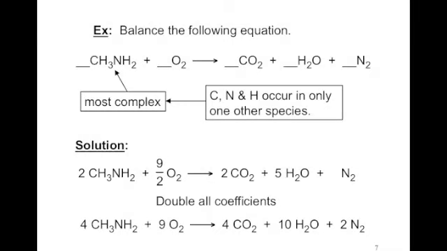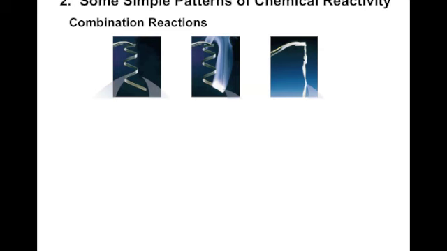Now that we've established how to balance chemical equations and the information content that's represented by chemical equations, let's look at some simple patterns of chemical reactivity. We take a magnesium ribbon and we ignite it. What we'll see is a very bright flame, and at the end of the reaction we end up with ash.